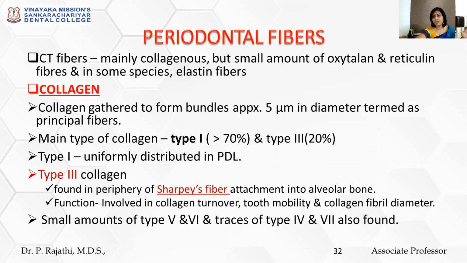So type 1 is uniformly distributed in the periodontal ligament. Type 3 collagen is found in the periphery of the Sharpey's fiber attachment into the alveolar bone, and its function is involved in collagen turnover. That is, type 3 collagen function is collagen turnover, tooth mobility, and collagen fibril diameter is maintained by this type 3 collagen. Not only type 1 and 3, we see small amounts of type 5, 6, and traces of 4 and 7 have also been found in the periodontal ligament.